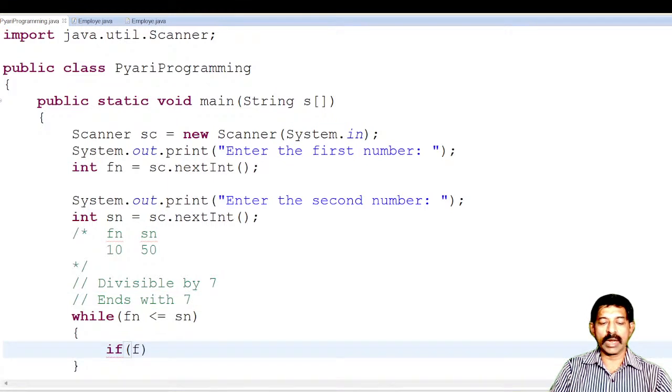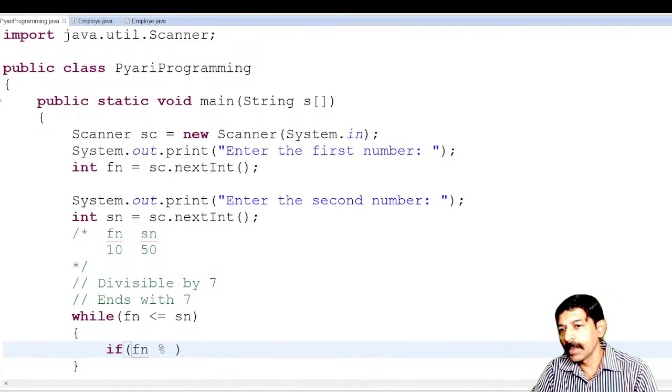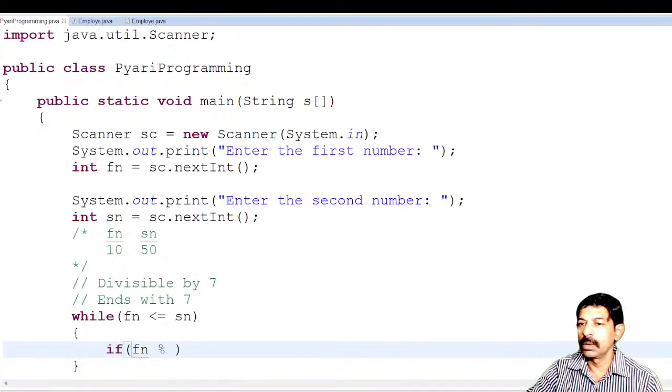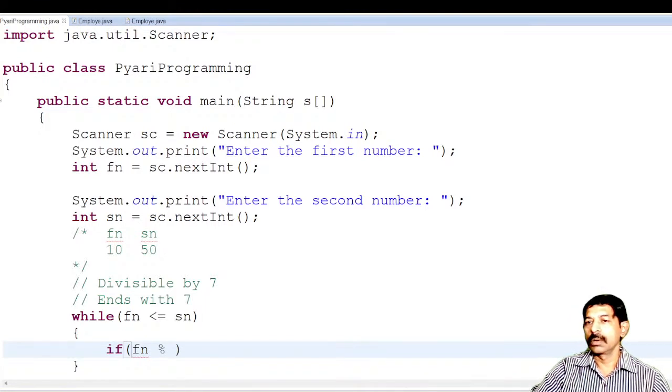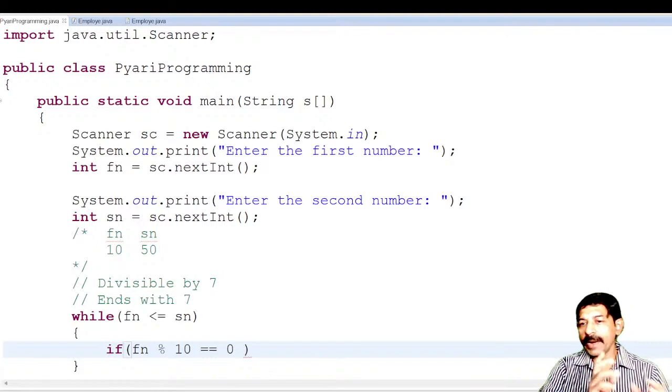Divisible by 7, how will we do it? First number modulo how much? Divisible by 7. Sanchita, yes, good. So modulo 10 is equals to 0. Is it the right condition? Modulo 10 is equals to 0.